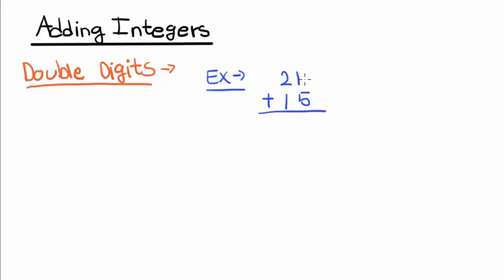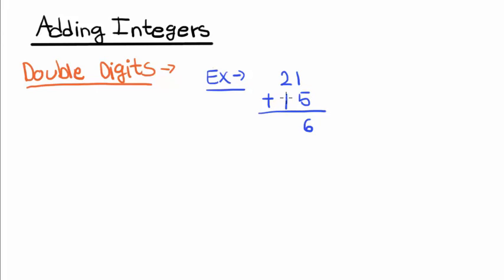Now let's get started. What I do is I start off on my rightmost digits. In this case, my rightmost digits are 1 and 5. And so what I do now is I add them together. And when I add 1 and 5 together, I get 6. So I write down 6 right underneath 1 and 5.